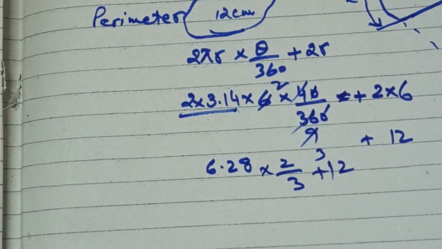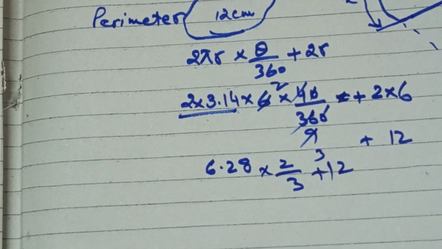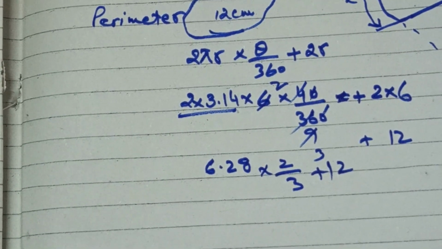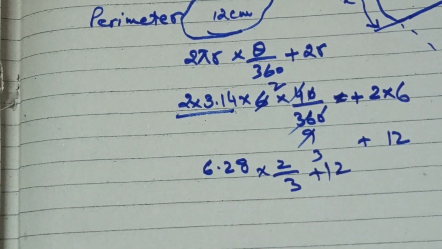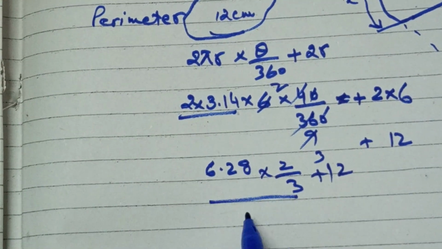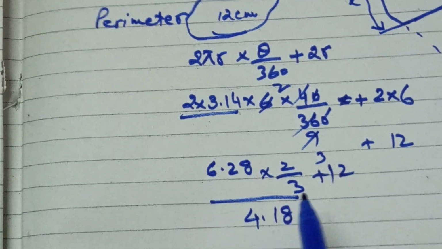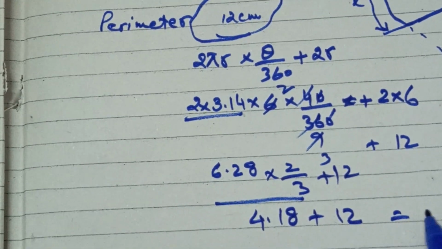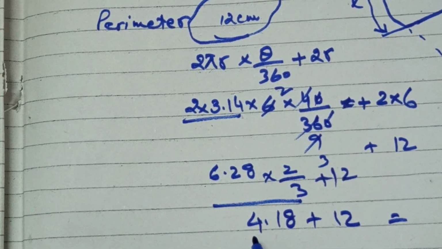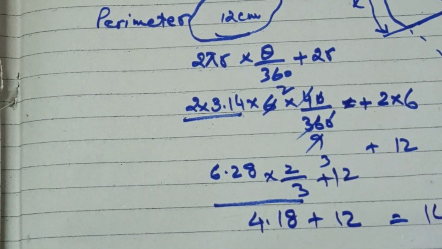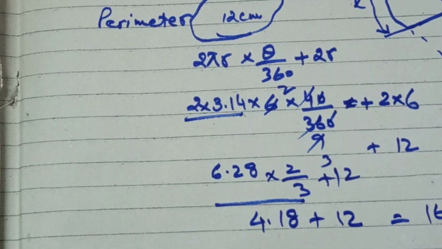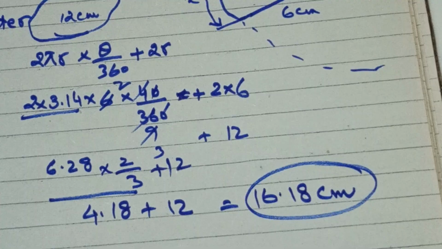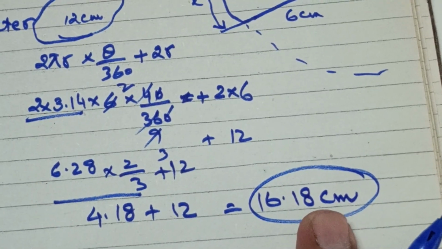2 divided by 3 is equal to 0.66, multiplied by 6.28 equals 4.18. Now this portion will become 4.18 plus 12. Plus 12 is still there, so it will become 16.18 centimeter.